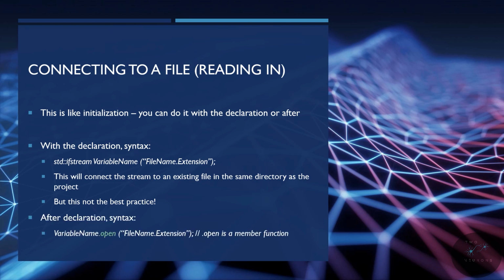To do it after the declaration, you use the variable name that you defined when you declared the variable. So when you did std::ifstream, variable name, you then write the variable name, dot open. Open is a member function, and then you call the file name there. This is still not the best practice, but for what we are doing, this version will suffice. And I'll hint you towards what is best practice when we get to the end of this video.